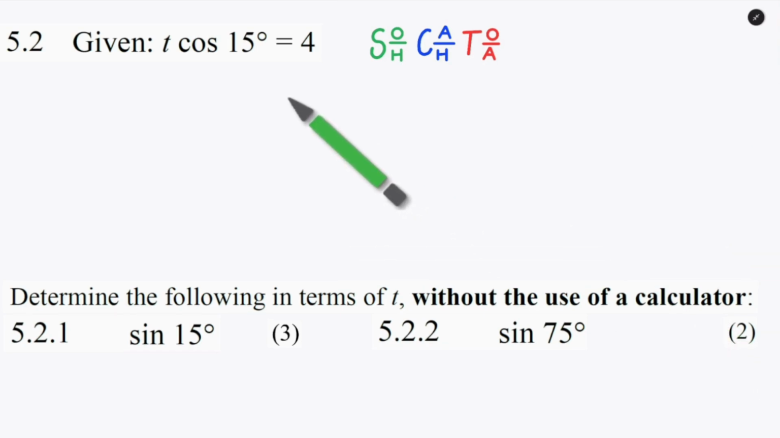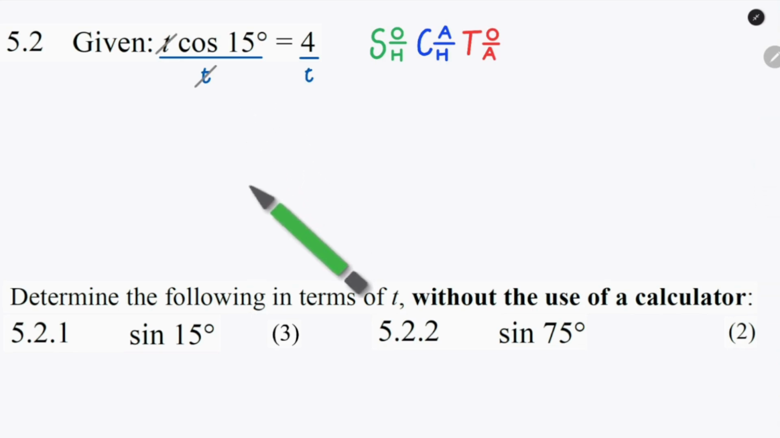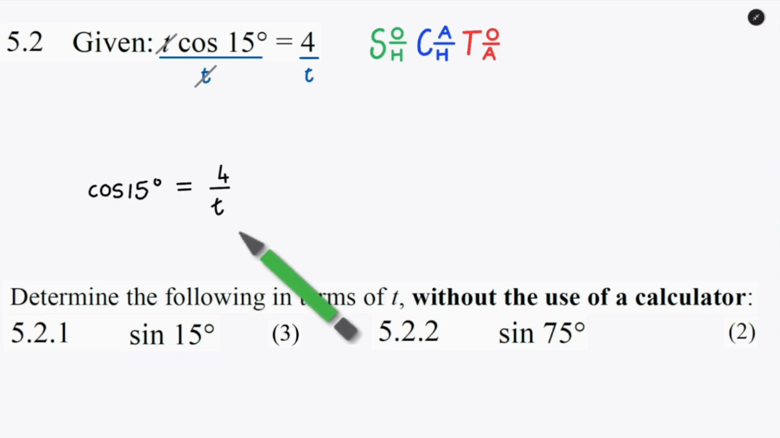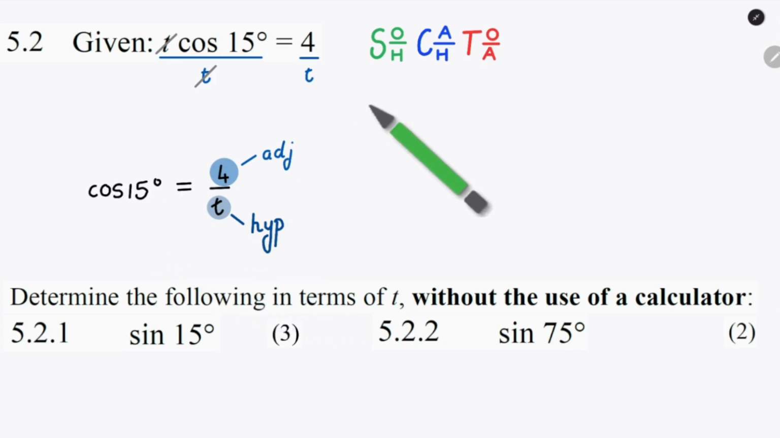And if we fall back into our procedure with sketches, I want cos of 15 on its own. So I want to get rid of this t. And we're going to accomplish that by dividing both sides of the equation by t. And then they cancel on the left-hand side over here. And I'm left with cos of 15 degrees equals 4 over t. And then we analyze this line like so. Because we're working with cos, that is the adjacent over the hypotenuse, so this top number is representative of the adjacent, bottom number represents hypotenuse.